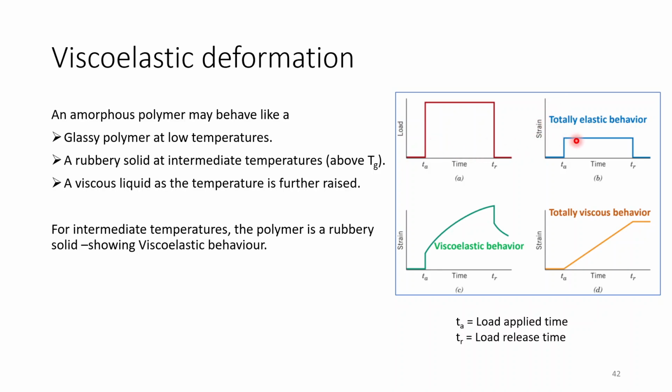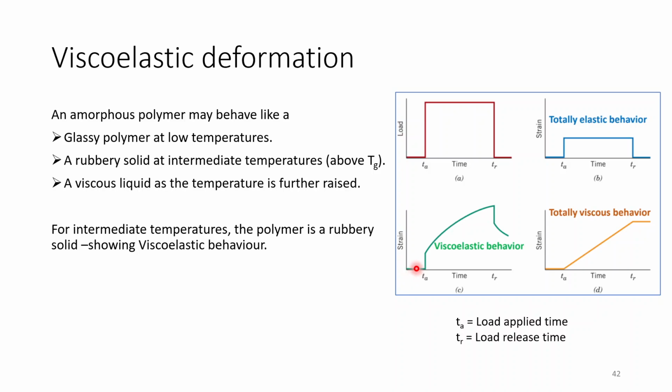If your material is totally elastic, as in the case of metals, you see the load applied at the time of application and released at the time of release. Based on that, your strain will be contained at a particular value, and then as you release the load, the strain will diminish. So the material will regain its initial shape for elastic materials.